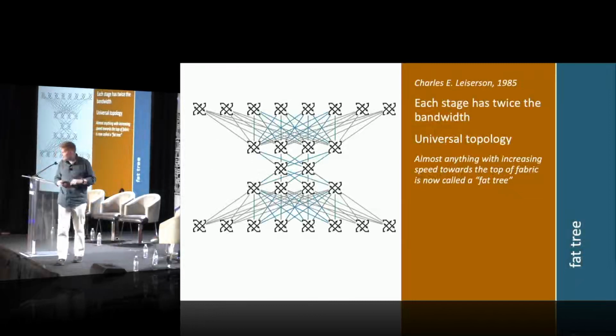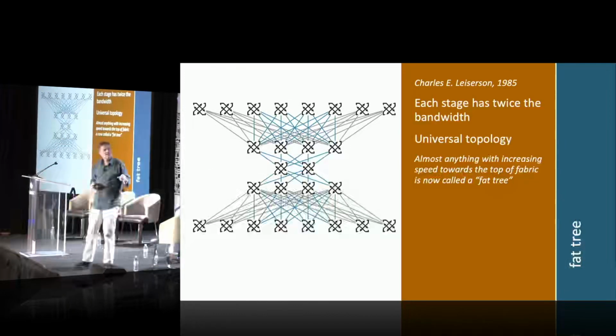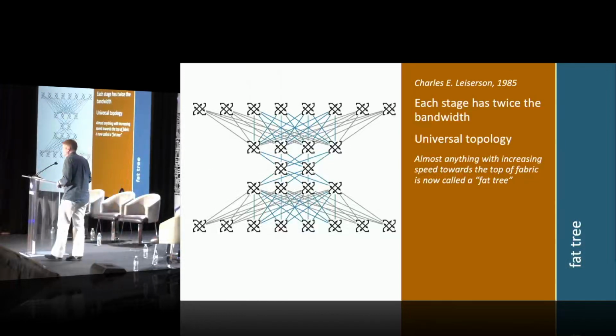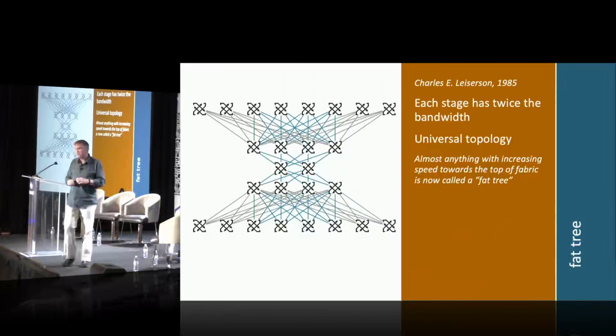There's this concept called a fat tree. This is a universal topology. Charles Leiserson, in 1985, so fat tree is a pretty old idea. Each stage has twice the bandwidth. What I mean when I say a universal topology is that you can take any topology and build that topology using tunnels on top of any other topology. So you can emulate a full mesh on top of a ring, or a ring on top of whatever you want to do.